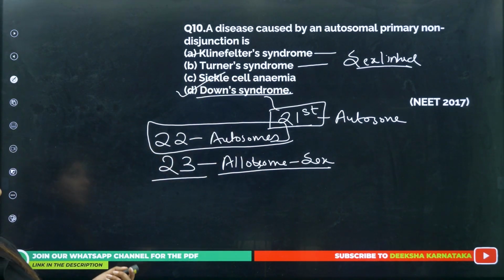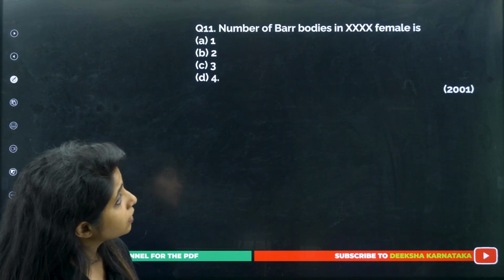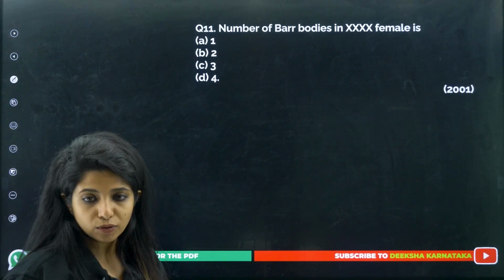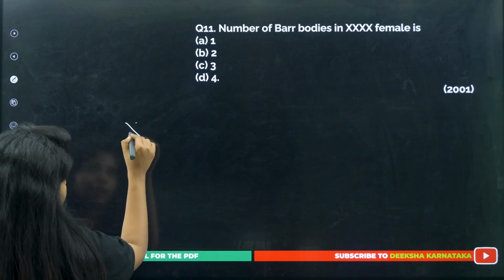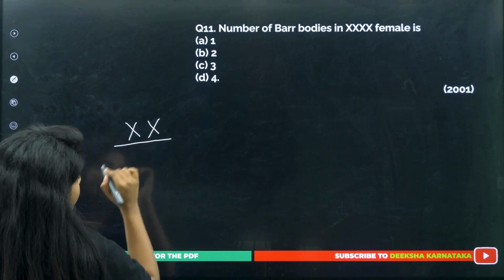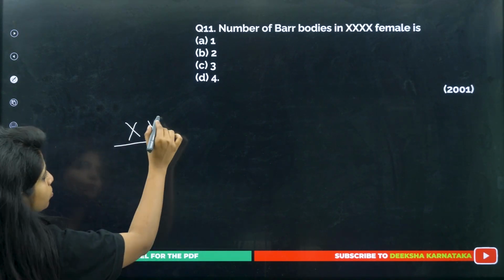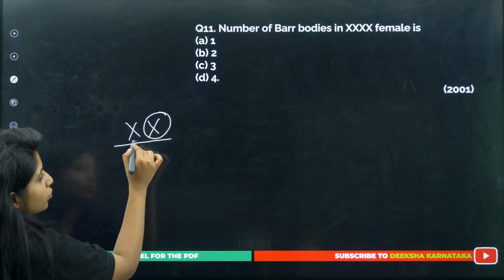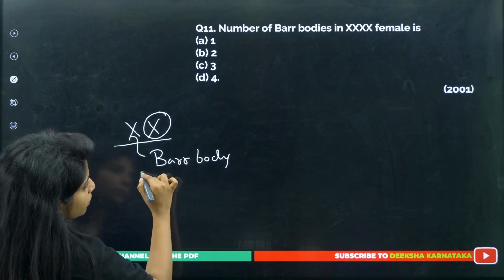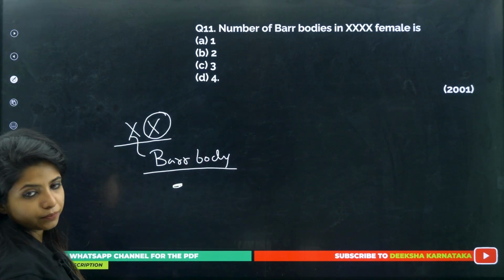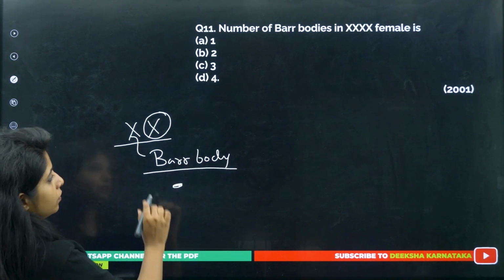NEET 2017 question 11. Number of bar bodies in XXX female is? So listen to me very carefully. If a female has XX chromosomes, one X chromosome is enough and it becomes active. The other X chromosome is in the form of a bar body, which is visible in the nucleus in the form of small dots. So just one is there.